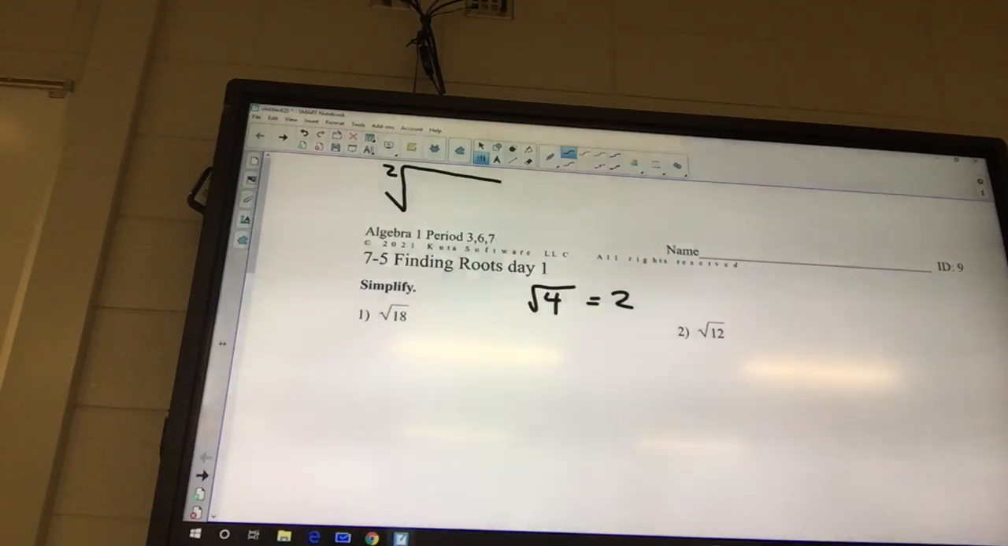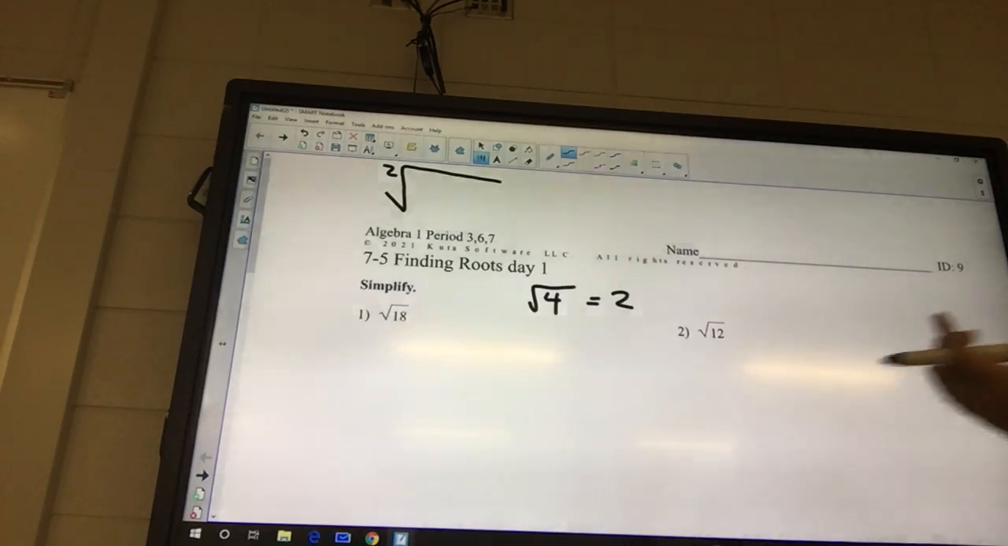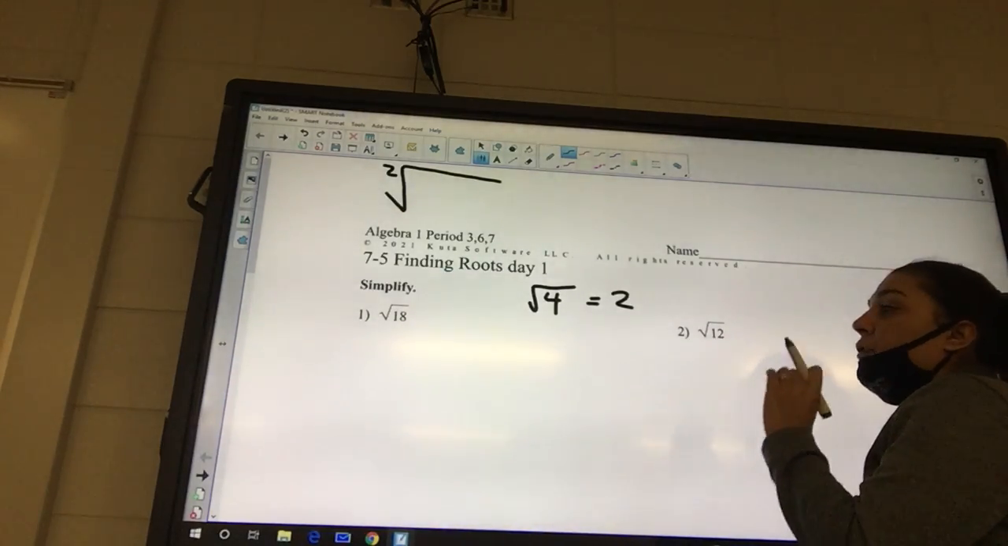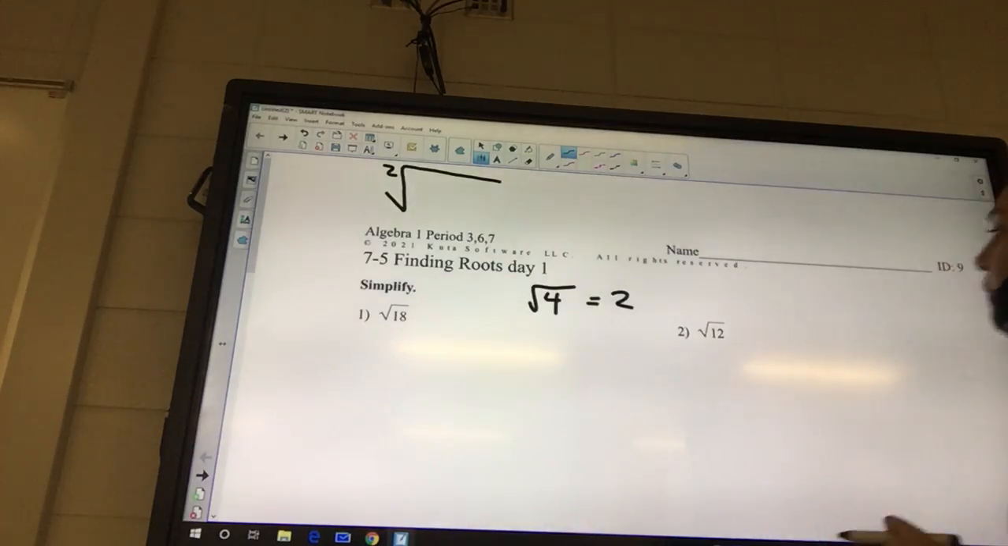Now here's what happens. You guys are not allowed to just do these on your calculator today, because I'm well aware that calculators will do it for you. You're not allowed to do it. You have to show your work.